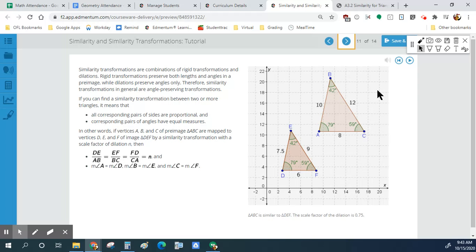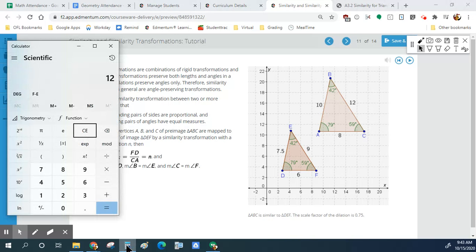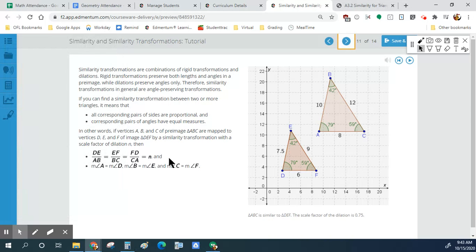So, for example, if I do 12 divided by 9, it should be the exact same thing as doing 10 divided by 7.5. So if I do 12 divided by 9, I get 1.3333. If I do 10 divided by 7.5, I should get 1.3333. If I do 8 divided by 6, I get 1.3333. So that's the idea here, is they're proportional to each other. As long as all the corresponding angles are equal, the corresponding sides are proportional. That's what they're saying right here. That's what similarity means.